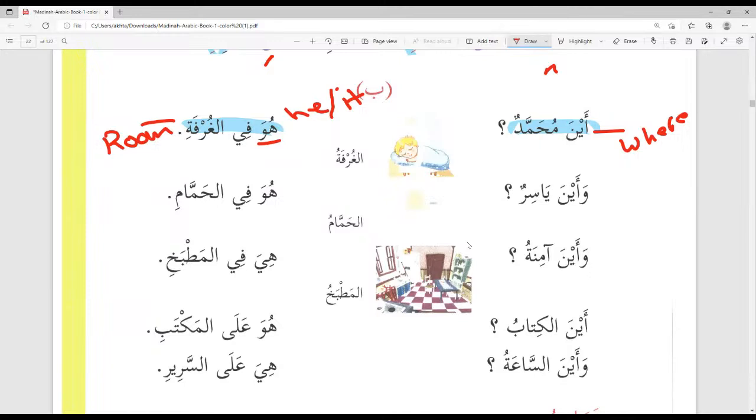Okay, simple sentences. Where's Muhammad? هو في الغرفة. So now you can use these sentences: أين عمر؟ هو في الغرفة. أين الإمام؟ هو في المسجد. نعم, next one we have Wudud and Umar. Wudud, you read the question, Umar reads the answer.